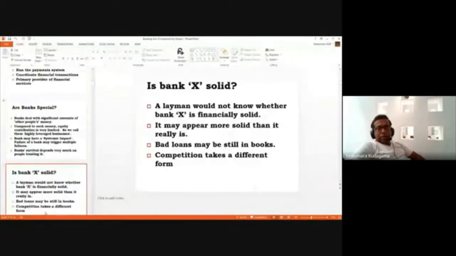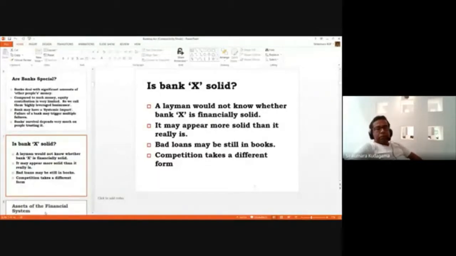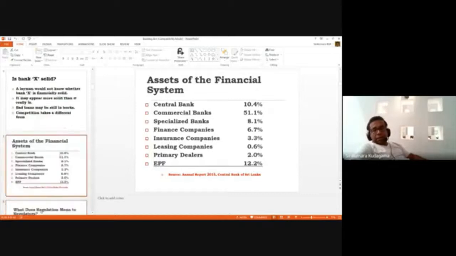Right? I told you a lot of things about why banks are special. But even in this context, it is not rare that people don't know whether the banks are solid or not. A layman who would be having transactions with the bank would not know whether the bank is financially solid. They may appear to be very solid, but in fact, it may not be so. There can be a lot of bad loans in the books, which might give rise to certain problems in the bank, certain liquidity issues, and solvency issues finally. All these things are not known to customers. So there should be someone to protect the customers as well.